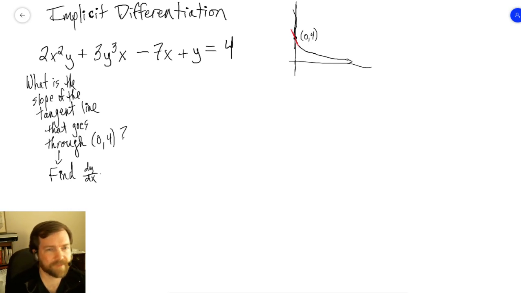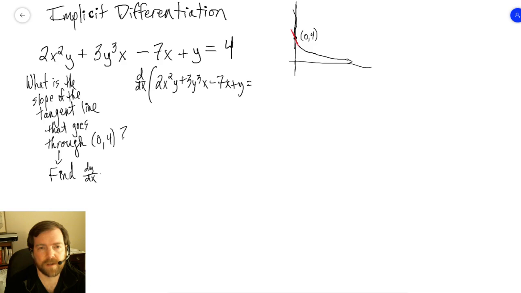All right, so what we can do here is take the derivative of the entire thing. Now, you have definitely been taught to do it like this. You take d dx, the derivative with respect to x, of 2x squared y plus 3y cubed x minus 7x plus y equals 4. Technically, we're doing d dx on the other side as well. So that causes the right-hand side to become 0. Let's not kid ourselves. We're going to need a lot more room.